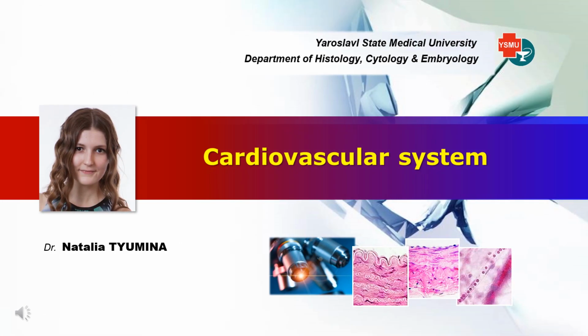Dear audience, the cardiovascular system is designed to organize blood flow, which ensures the transport of nutrients, oxygen, biologically active substances, waste products, as well as immune and stem cells throughout the body. It was found that the minimum distance for effective diffusion from the lumen of the vessel to the cell is from 100 to 200 micrometers. Therefore, blood vessels penetrate everywhere in the body.